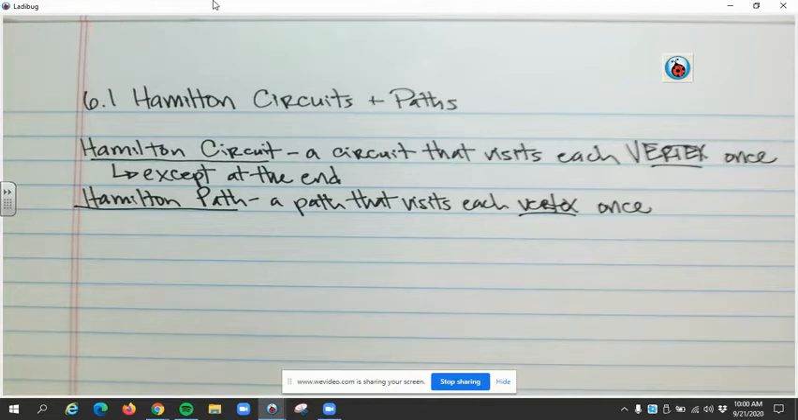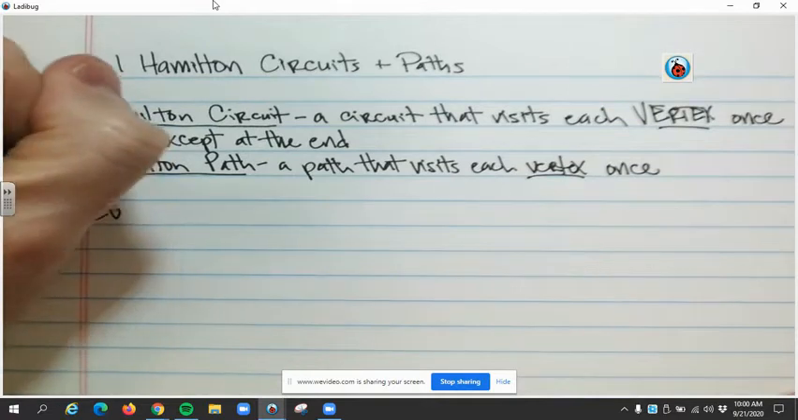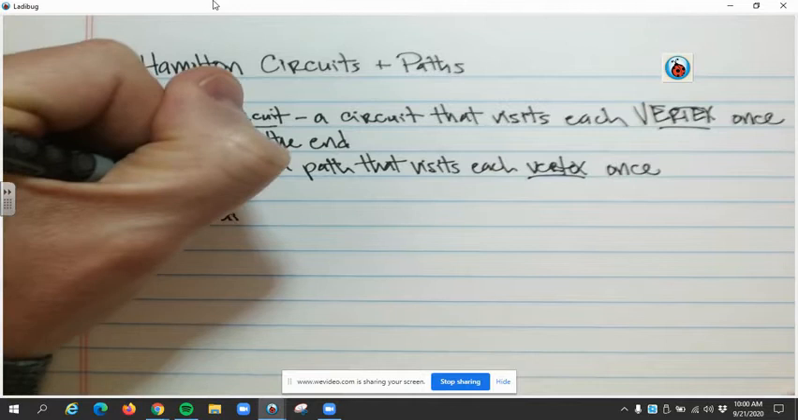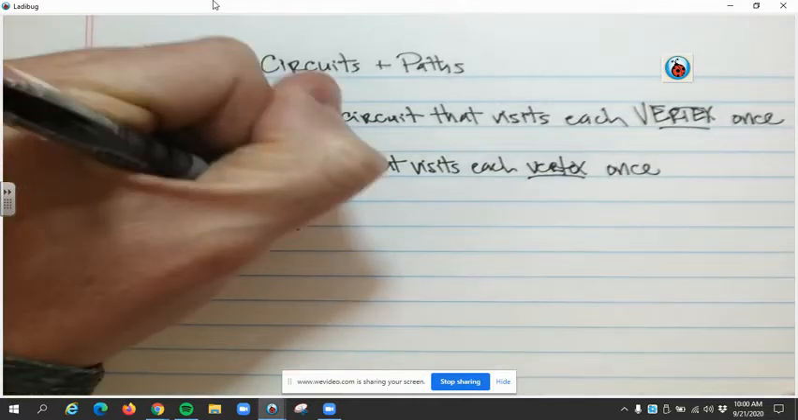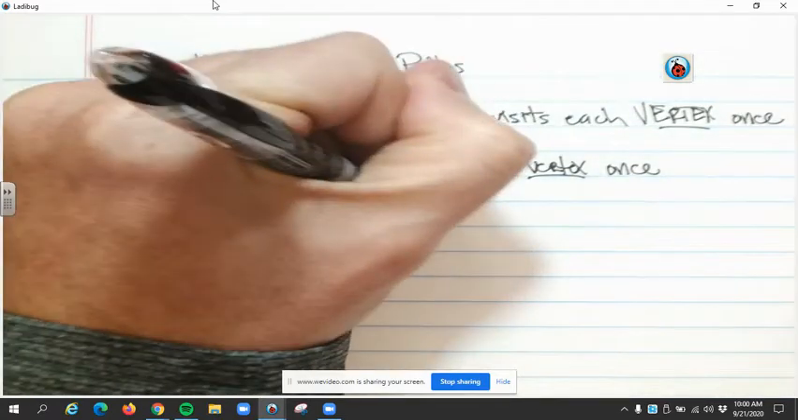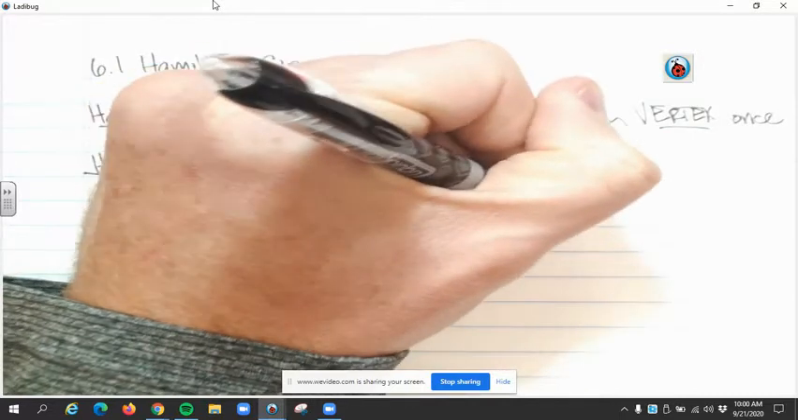So let's recap real quick what an Euler is. So I'm going to write over here Euler circuits and paths. And we're going to compare that to a Hamilton circuit and path. So I'll put that over here on the right-hand side versus a Hamilton circuit and path.